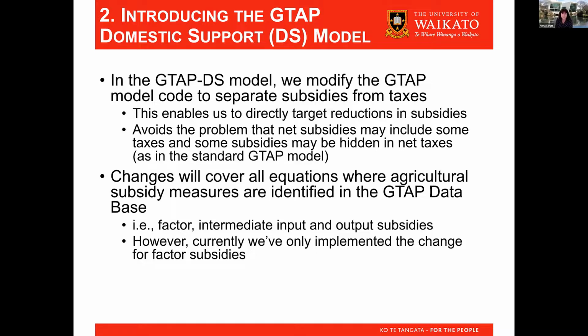The changes cover all of the equations where the agricultural subsidy measures are identified in the GTAP database. This includes factor subsidies, intermediate input subsidies, and also output or production subsidies. But at the moment, because it turns out to be a bit more time consuming than we thought, particularly for Erwin, who's been doing the code on this, we've only implemented this change for the factor subsidies. So the change for intermediate inputs and output subsidies is still in process.